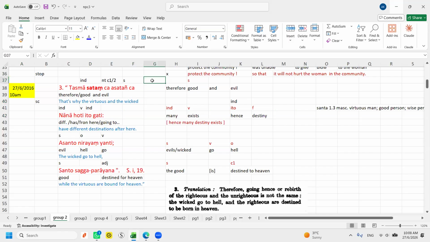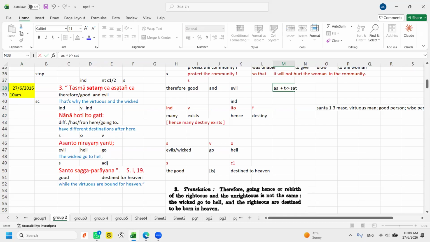Satang comes from the root as. The root as, then E plus T plus T, so it becomes sat. Then after that it becomes this. So the word satang means good.